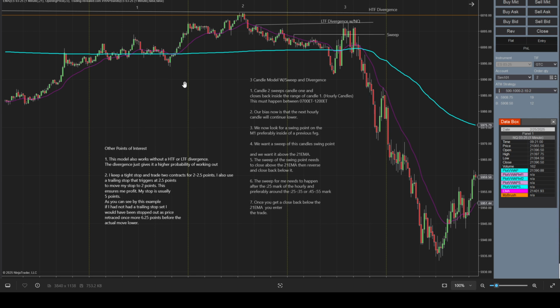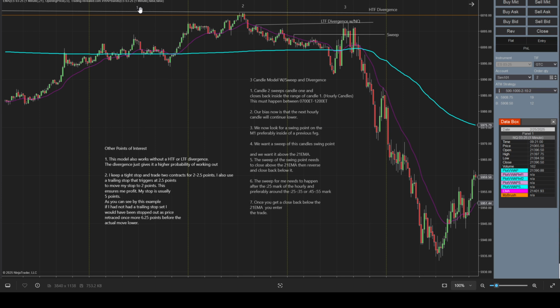So this is the three candle model, and this is the best three candle model. There's a couple of different ones, but this is the best one that I use. It's a three candle model with a sweep and a divergence. I trade ES, so my divergence is with NQ. I don't really pay attention to the Dow. I mean, it could probably be helpful. I just don't pay attention to it.